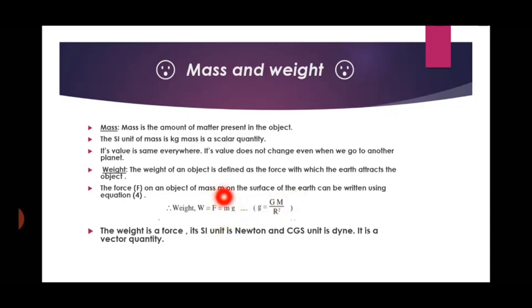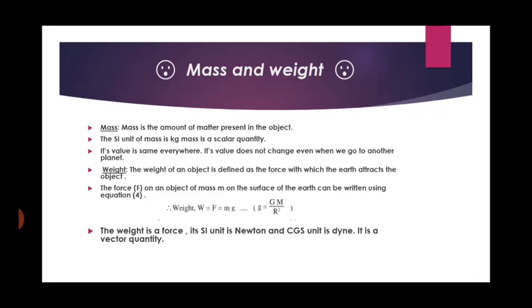So weight is equal to force. What is the SI unit of force? The SI unit of force is Newton, and the CGS unit is Dyne. So weight is equal to force, that's why the unit is the same. So the weight is a force, the SI unit of weight is Newton, and the CGS unit is Dyne. Which quantity is it? Vector quantity.